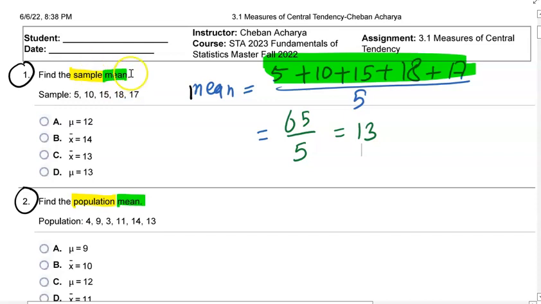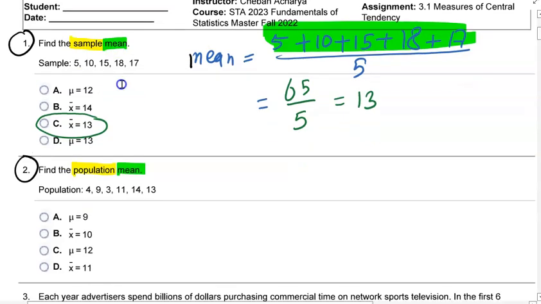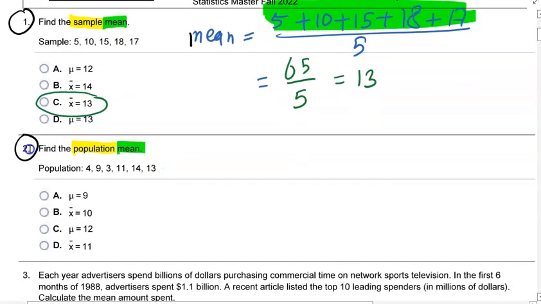But since this is the sample mean, the symbol for sample mean is x bar. Therefore, you pick this as the answer for this question. Similarly, you do the same for question number 2, the population mean for this 6-item data set, which is going to be 9. Therefore, you pick this answer. Notice that this mu here is the population mean symbol.